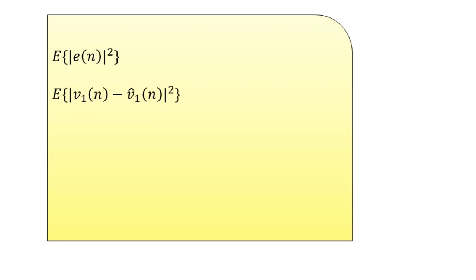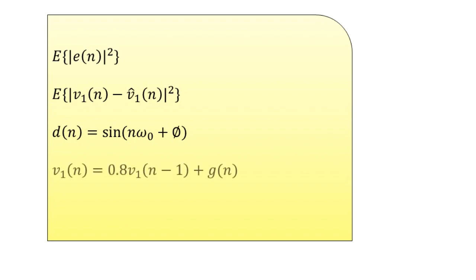Now let us discuss a specific example where the signal to be estimated is sinusoidal. The desired signal d of n is expressed with the trigonometric sine function: d of n is equal to sine of n times omega 0 plus pi, with omega 0 equal to 0.05 pi. The noise sequences v1 of n and v2 of n are generated by first order difference equations.